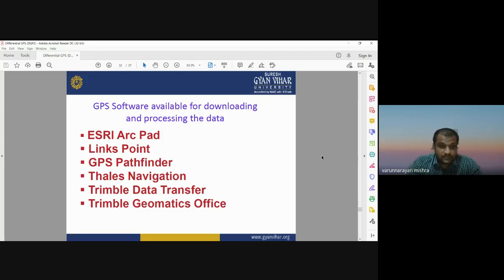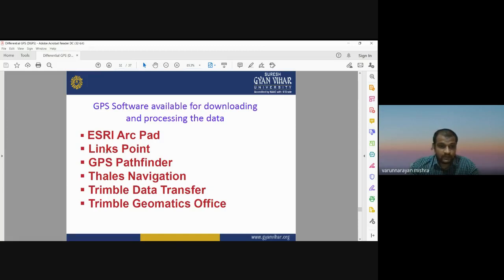LinkPoint and GPS Pathfinder are other software that can download the data sets received in the GPS receiver. Others include Health Navigation, Trimble Data Transfer, and Trimble Geomatics Office. So depending on the use of your GPS receiver, you can use any of the software.